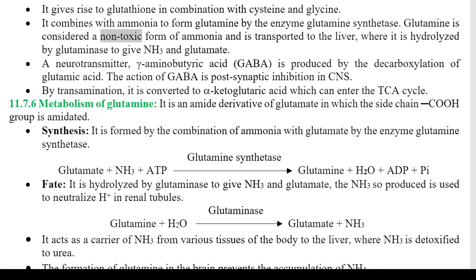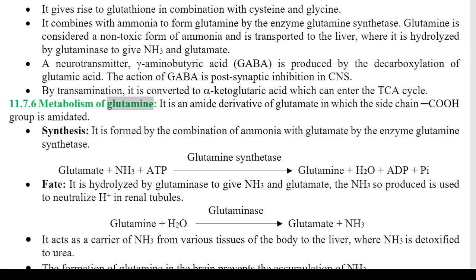Glutamine is considered a non-toxic form of ammonia and is transported to the liver, where it is hydrolyzed by glutaminase to give NH3 and glutamate. A neurotransmitter, gamma-aminobutyric acid, GABA, is produced by the decarboxylation of glutamic acid. The action of GABA is postsynaptic inhibition in CNS. By transamination, it is converted to ketoglutaric acid, which can enter the TCA cycle.